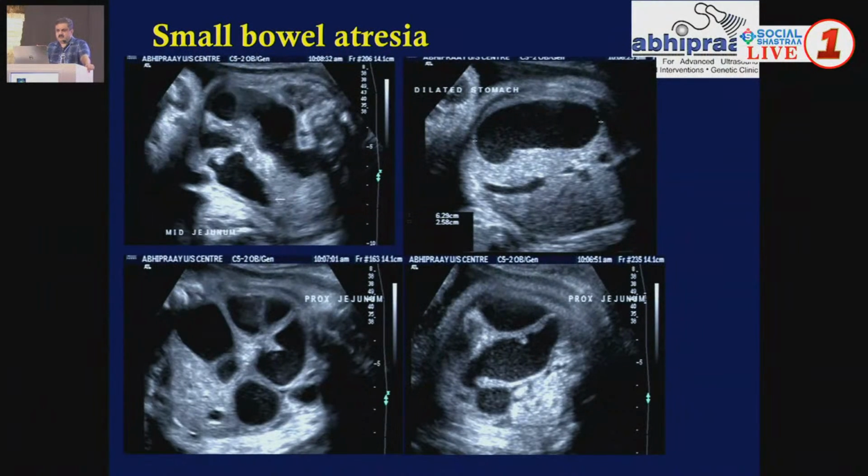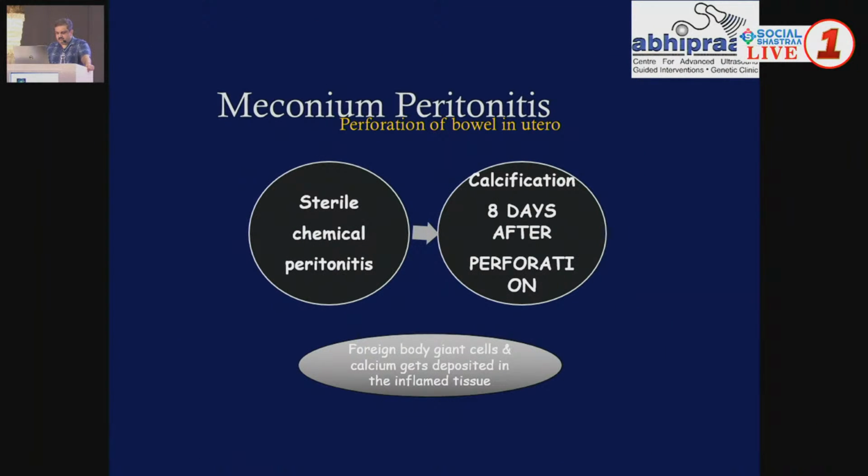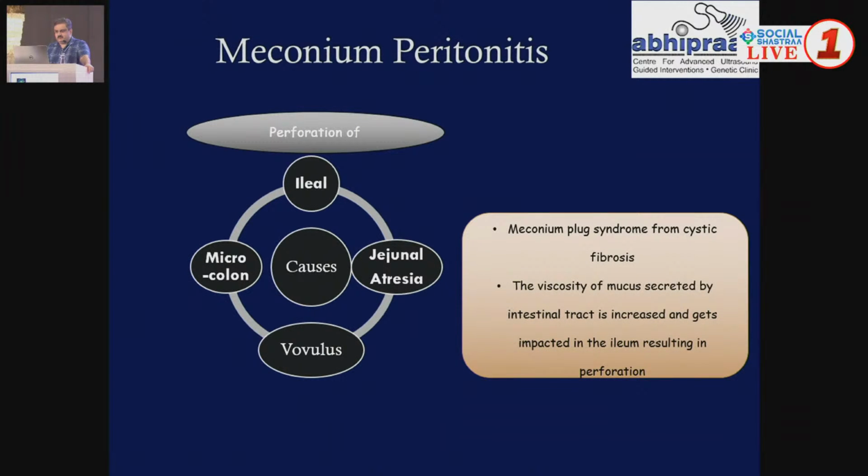So do remember that the more proximal the obstruction, the more association with karyotype abnormality. The more distal the obstruction, the less association with chromosomal abnormality. But at the same time, the more proximal the obstruction, the more association with polyhydramnios. The more distal the obstruction, the lesser the chances of polyhydramnios. But when the dilated bowel ruptures, it leads to a sterile chemical peritonitis where you have foreign body giant cells and calcium which get deposited in the inflamed tissue and leads to calcification almost about 8 days after perforation.